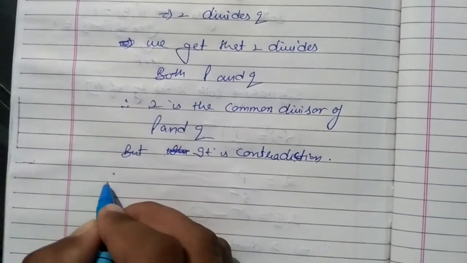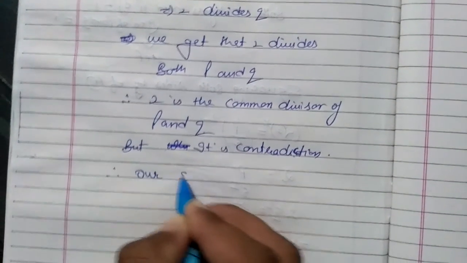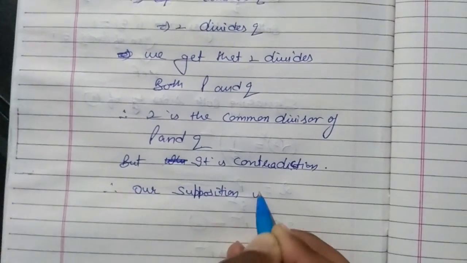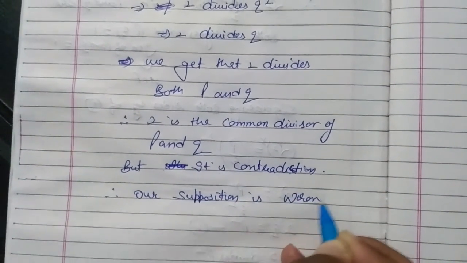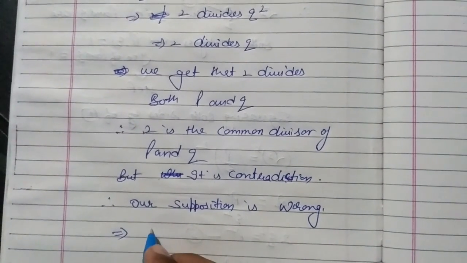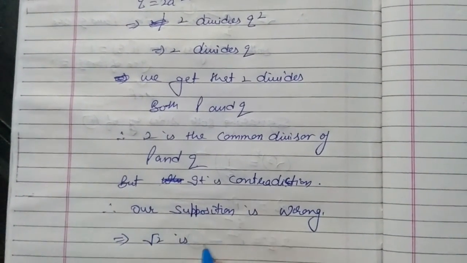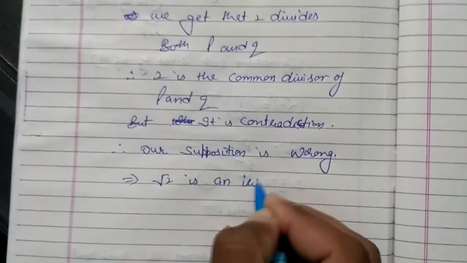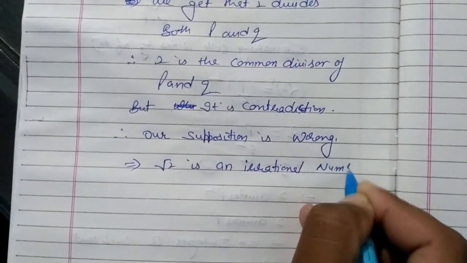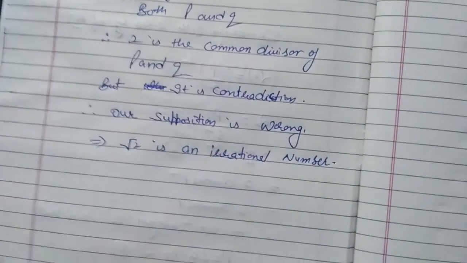Therefore, our supposition is wrong. This implies root 2 is an irrational number. This is the question.